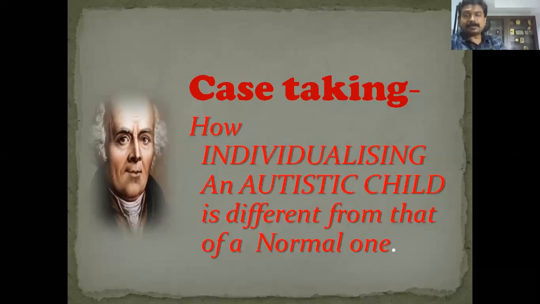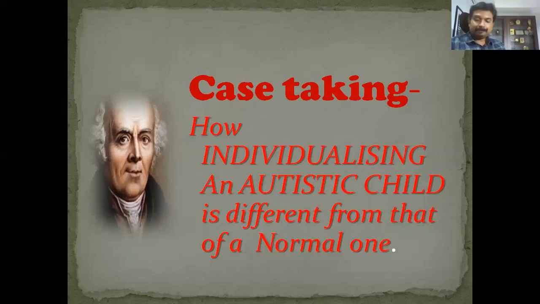As homeopaths, we all know our most important job in any homeopathic case is to individualize the case, right? Individualization of the patient, and at the same time, individualizing the remedy also, and making a match. And how individualizing an autistic child is different from that of a normal one. So there lies the problem.